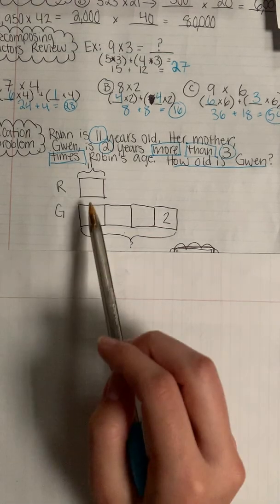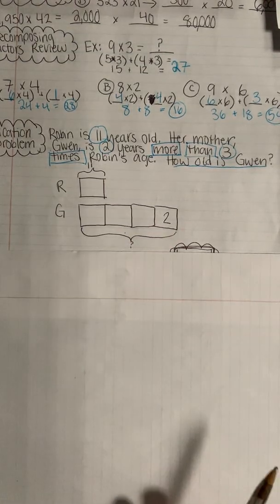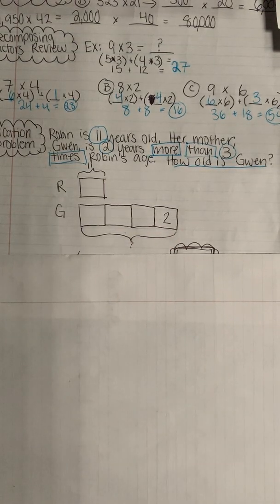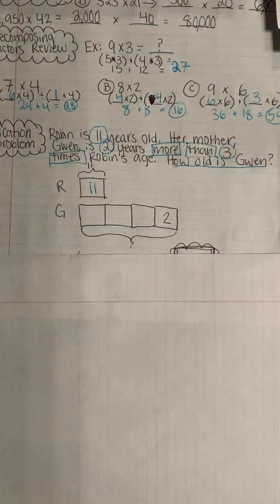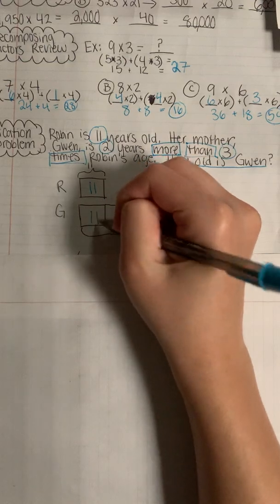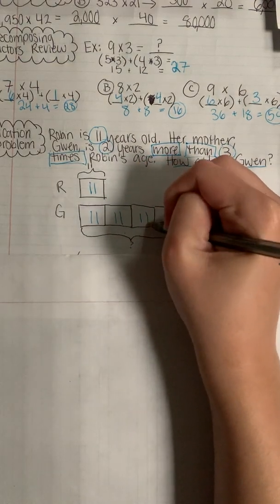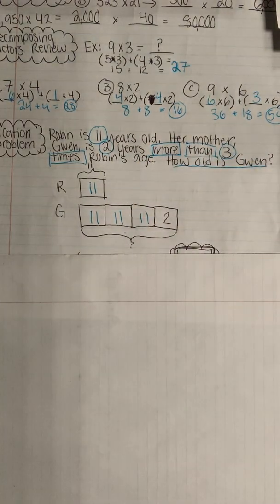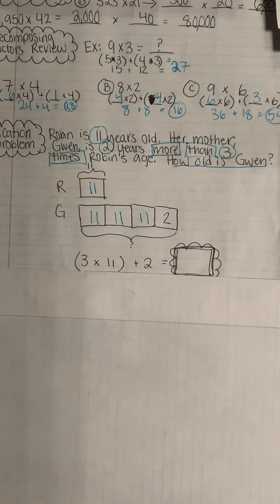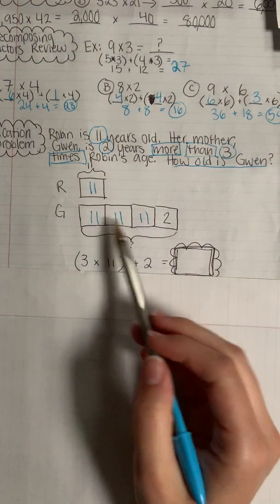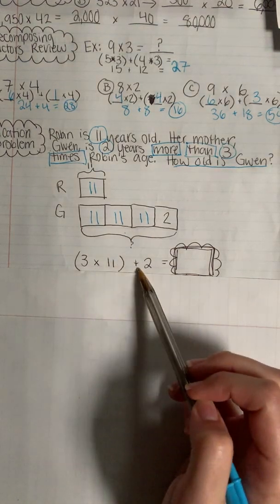And that total tape diagram, I put a question mark because that's what I'm trying to find out is how old is Gwen. Now this helps me because I know if this is 11, Gwen is 3 times that, so she would be 11 plus 11 plus 11 plus 2 more years. If I show that with a math sentence or an equation, I would be doing 3 times 11 and then adding on 2.